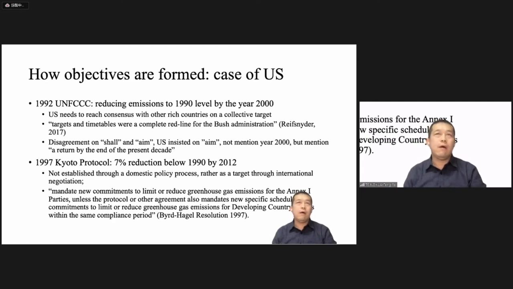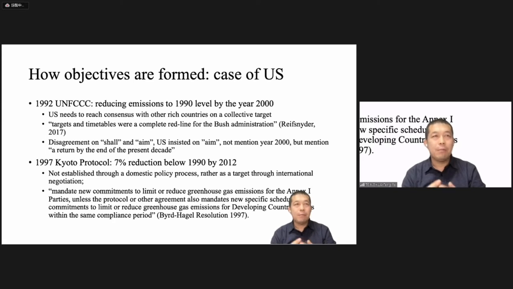If we look back at the historical record of how the US framed its objectives when signing the UNFCCC, the framework convention on climate change, which is basically the international law on which we build our international climate cooperation. During the negotiations of the UNFCCC, one of the high priorities was that the whole developed country world needed to negotiate a target collectively. And the proposal was to reduce emissions to 1990 levels by the year 2000.